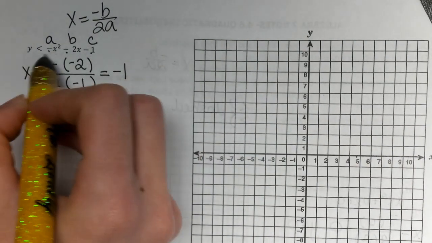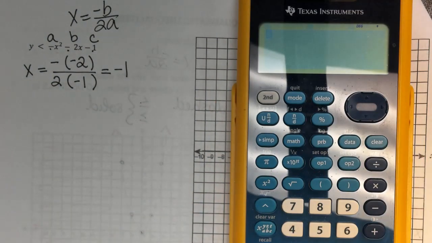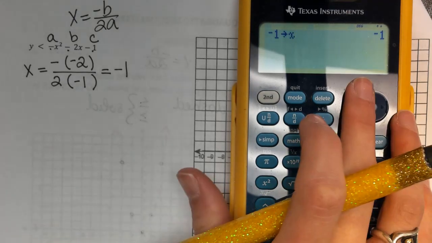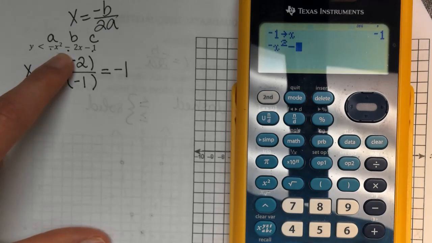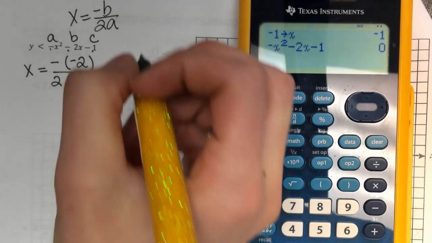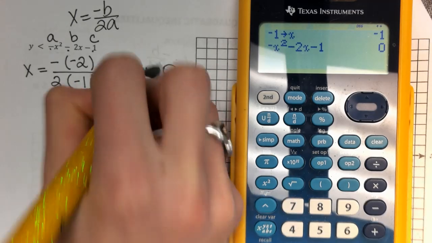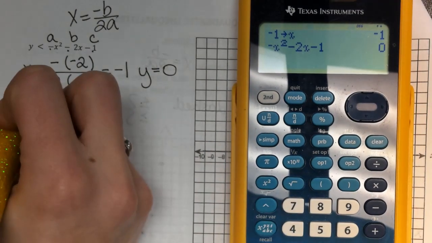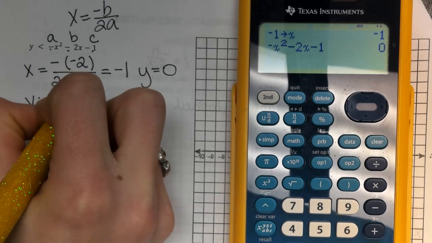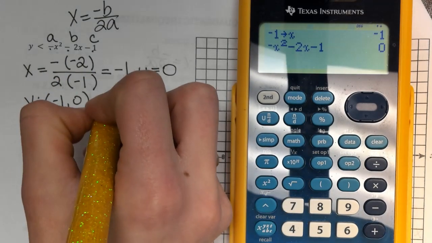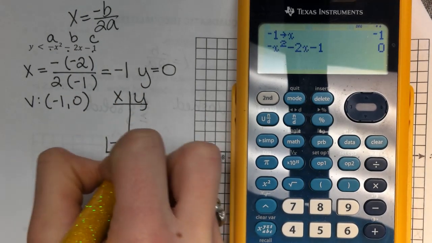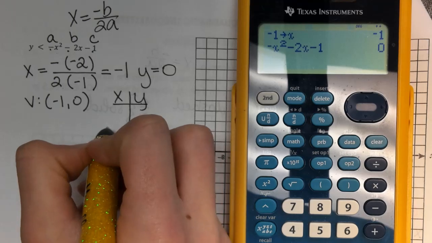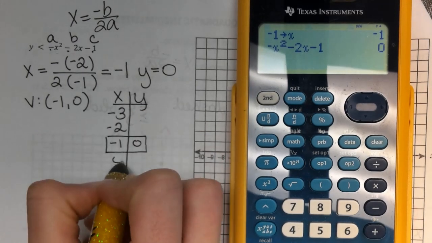Okay, now this has my full standard form, so we're going to take negative 1 and store it for x. And then we're going to type our equation, negative x squared minus 2x minus 1. That gives me 0. So y is equal to 0 when x is equal to negative 1. That's my vertex. So negative 1, 0 is going to go in the middle of my table. And I'm going to have negative 2, negative 3, 0, and positive 1.